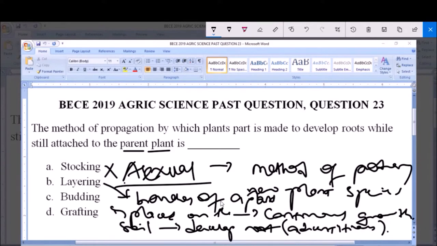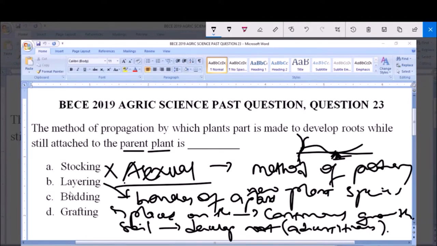Now let me give a brief diagrammatic illustration of layering. Let's say for instance you have a parent plant like this. This is a parent plant and this is a branch of the plant. And let's say for instance this is the soil. You will see now that this branch of the plant has been made to make contact with the soil here. As a result of this contact with the soil, this branch will begin to develop roots here like this. And we call these the adventitious roots. So that's layering.